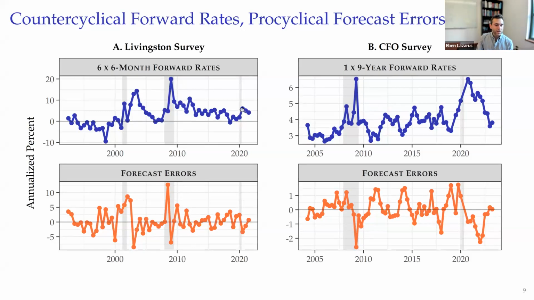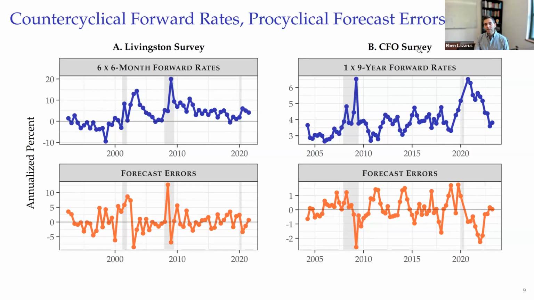One issue you might notice here is because of the fact that the Livingston survey only asks for these expectations every 6 months, we miss quite a bit of the variation in the data. So during COVID, for example, there was no survey in March 2020 for this 6 by 6 month forward rate. So we get end of 2019 and June 2020 when things had already calmed down quite a bit, but there is still a slight increase in these forward rates.